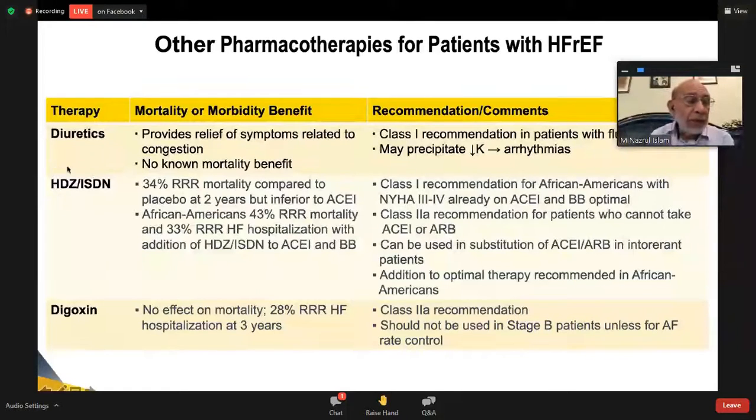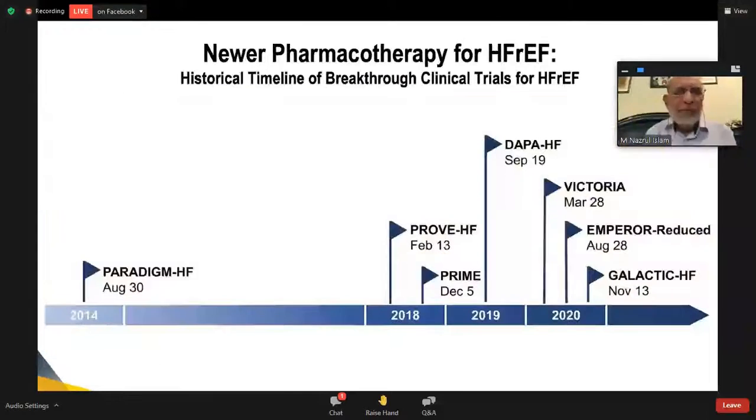The hydralazine and isosorbide dinitrate combination is rarely used in this country, but in America and other countries, mostly in black people, they have a class 1 recommendation in the African American population. And digoxin has no effect on mortality, but heart failure hospitalization is reduced by 28% in 3 years, and they show a class 2A recommendation. So these are the conventional drugs we use in heart failure.